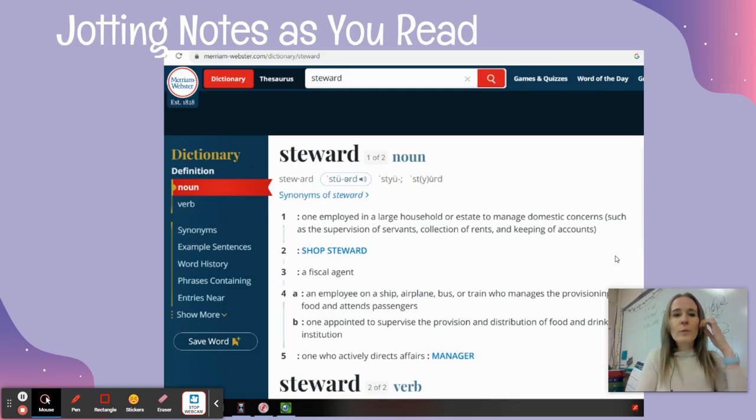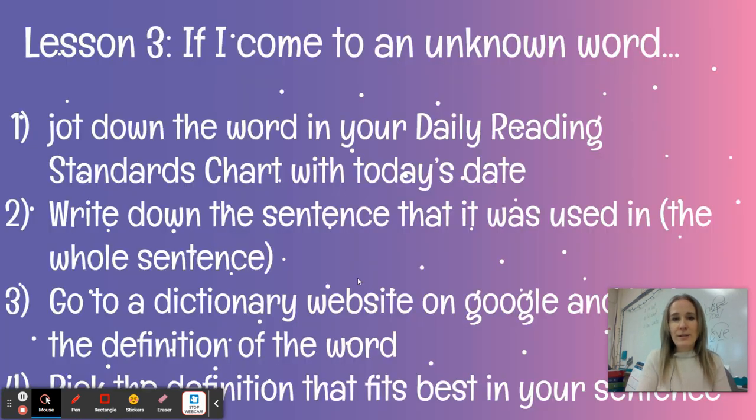So what we do is we go to a dictionary website like dictionary.com, merriam-webster.com, not just Google, but a dictionary website. You would search the word you were looking for, and then there's probably going to be 3, 4, 5, maybe even up to 10 different definitions. This is where you're going to have to read through the different definitions and find the one that fits the word the way it's used in your sentence.